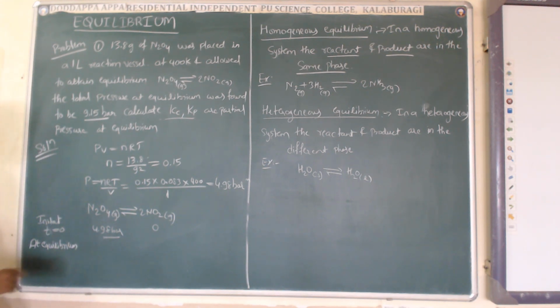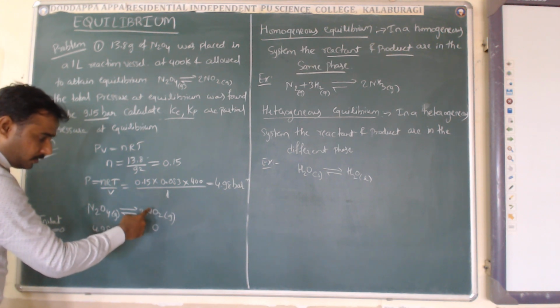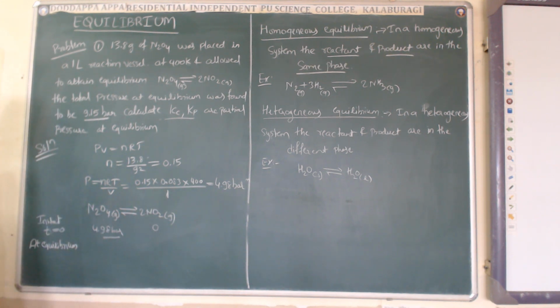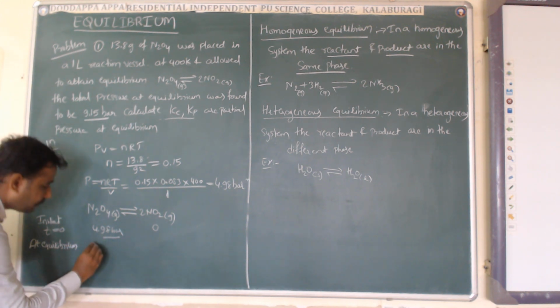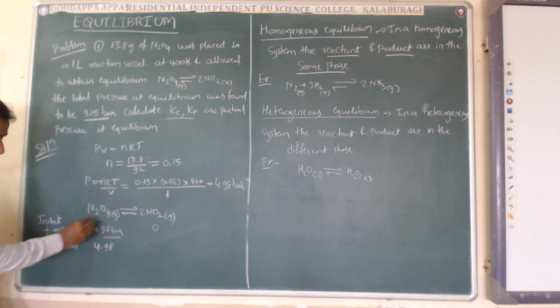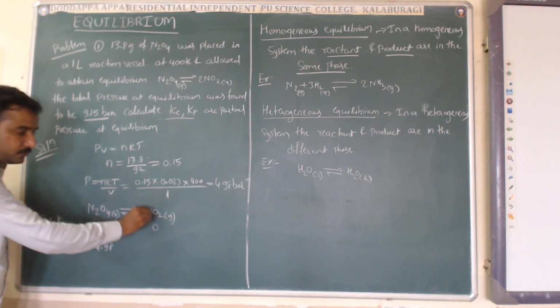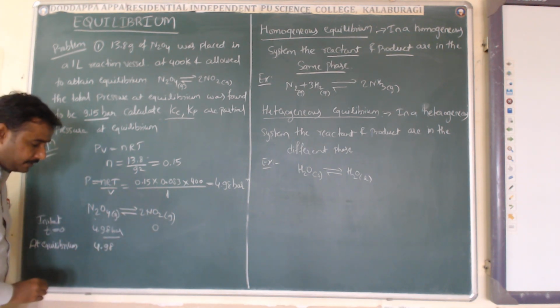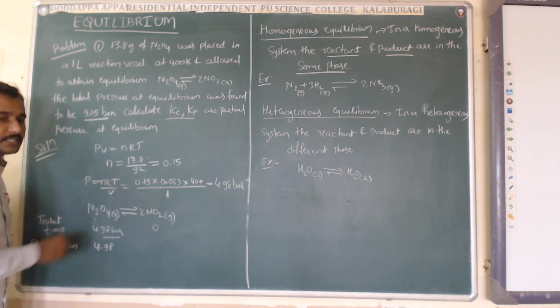Equilibrium means what? N2O4 is converted to NO2. NO2 is also converted to N2O4. At equilibrium, what happens here? What is the pressure? 4.98 is there. So when it is converted first, it is converted to NO2. What happens here? The pressure will decrease first.